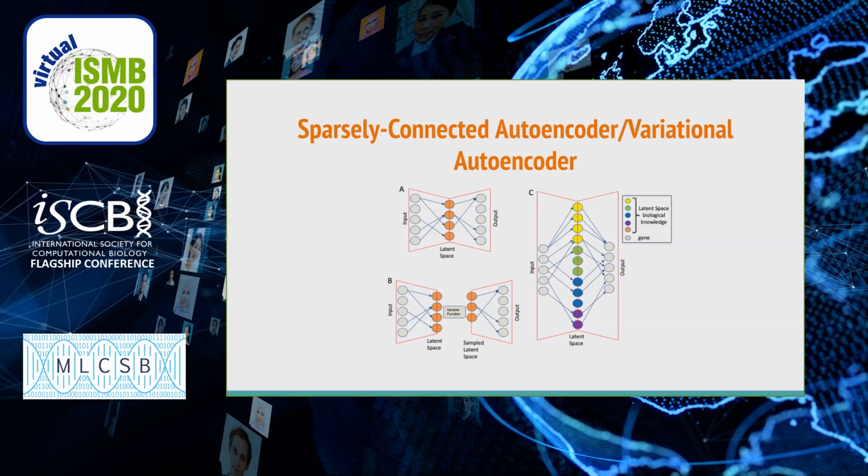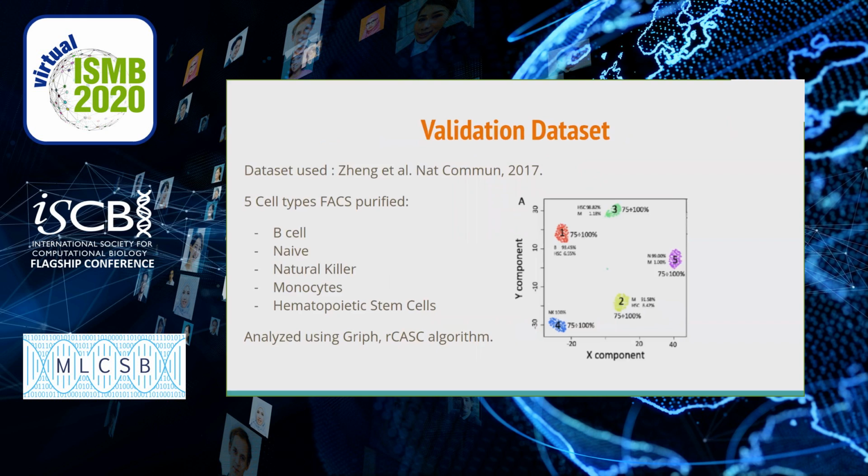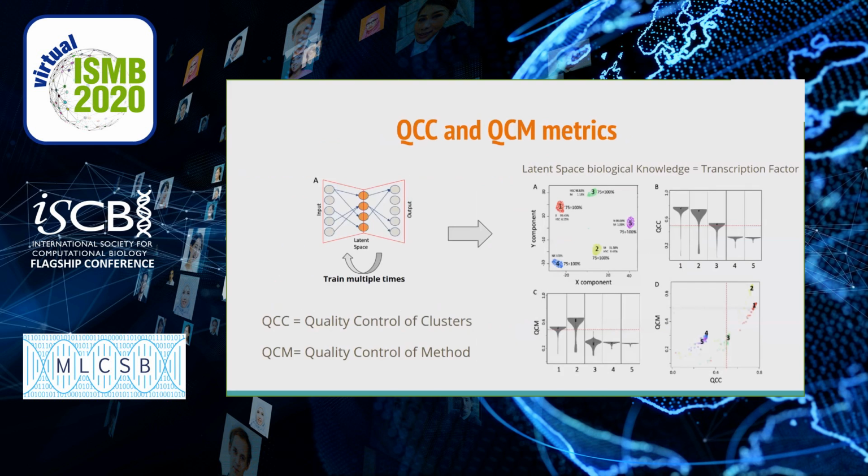As validation data, we use the dataset from Zeng, composed of 5 different cell types, FACS purified, that are B cell, naive, natural killer, monocytes, and hematopoietic stem cells. This dataset was first analyzed using RNAseq with Griff clustering algorithm, and this provides a clear and stable representation of the data. We then trained the neural network using transcription factors as biological information.